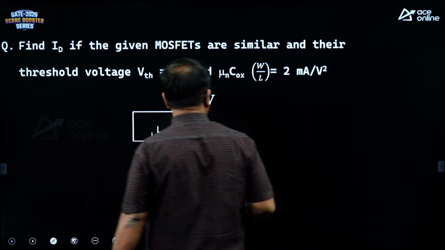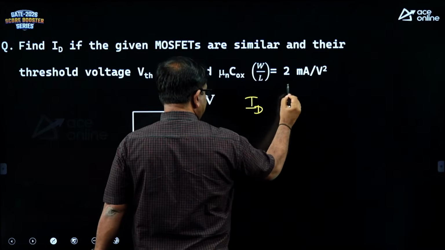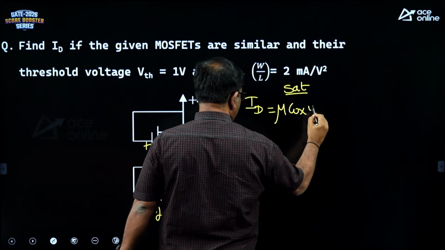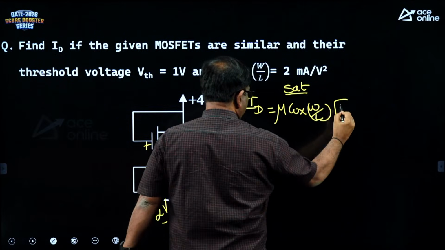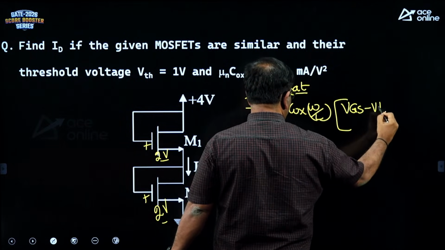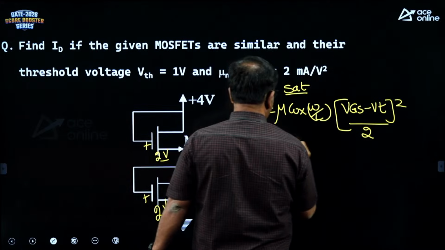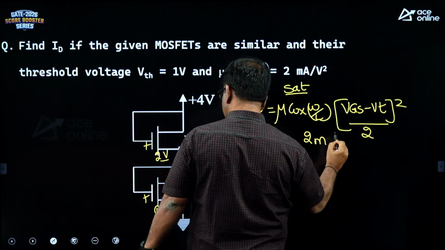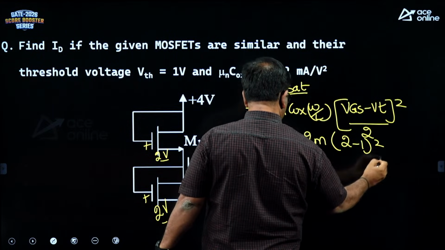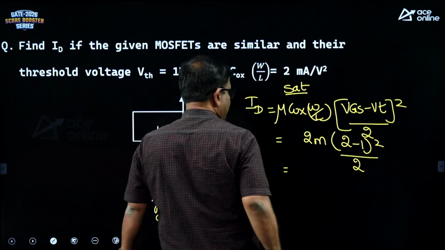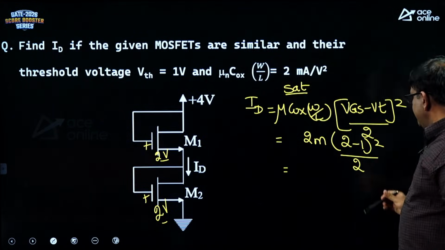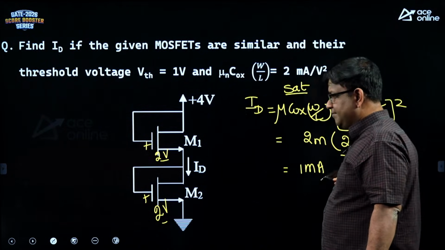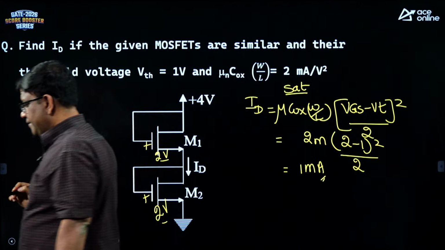Okay. So, let us calculate. In saturation, ID is mu Cox W by L, K times of VGS minus VT whole square by 2. So, substitute and finish the problem. It is 2 milli, VGS is 2 volt minus 1 whole square by 2. So, 2 minus 1 is going to be 1, 1 square is 1. So, it is almost 1 milliampere. Just check, it is 1 milliampere.